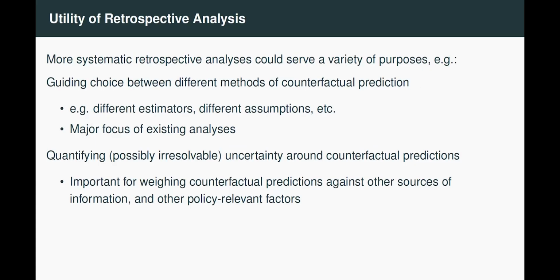But I also do want to emphasize, I think it's helpful to quantify the residual uncertainty, even if it's irresolvable, around our counterfactual predictions. It may be that the goal of predicting exactly what's going to happen after a merger is fundamentally hard because the world is fundamentally heterogeneous in ways that our model can't capture. But knowing how big that residual heterogeneity is seems very useful for gauging how much confidence we should have in these counterfactual predictions relative to other sources of information and other policy relevant factors.